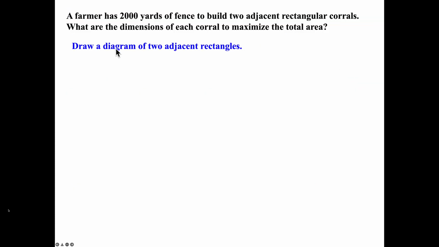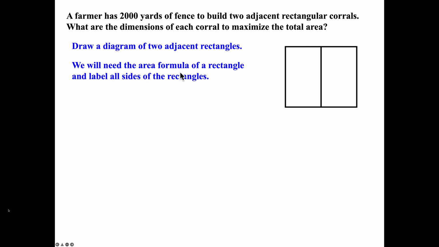All right, so let's build a diagram of 2 adjacent rectangles. There they are. So this one side is being shared between 2 corrals so we can get more area here. Next, we'll need the area formula of a rectangle, and we're going to label all the sides of our rectangle. So again, you can use base times height, length times width, whichever you want. I'm going to label the segments, not the whole sides.